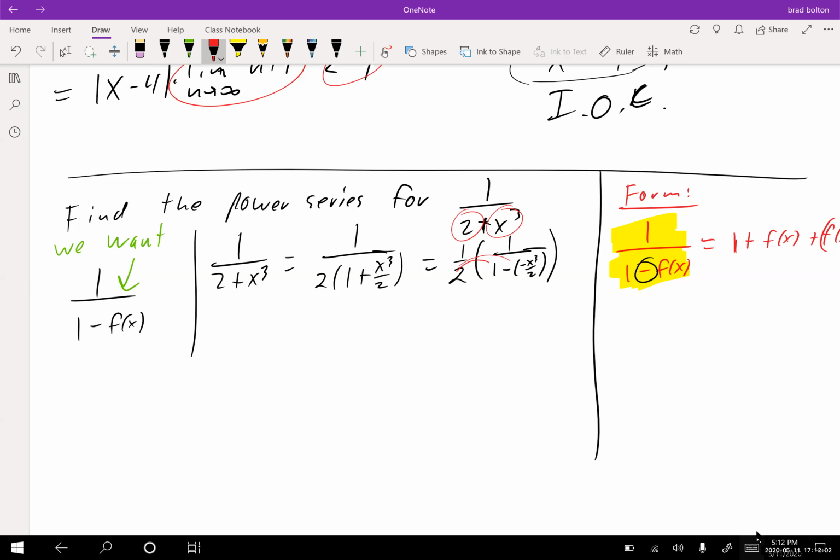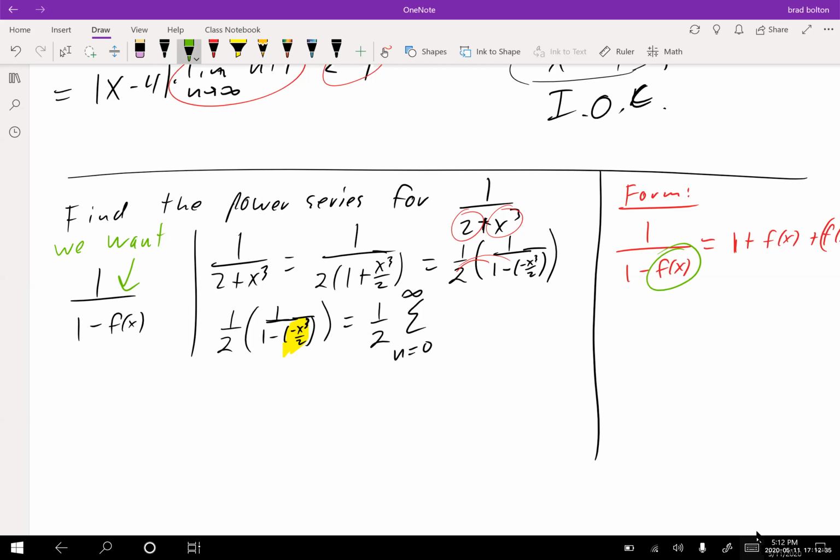This is still correct. So the power series representation of 1/2 times 1 over 1 minus negative x cubed over 2 could be rewritten as this power series: 1/2 times a power series, n equals 0 to infinity. And now again, I'm looking at my f of x. Notice I have it written the same as right here.